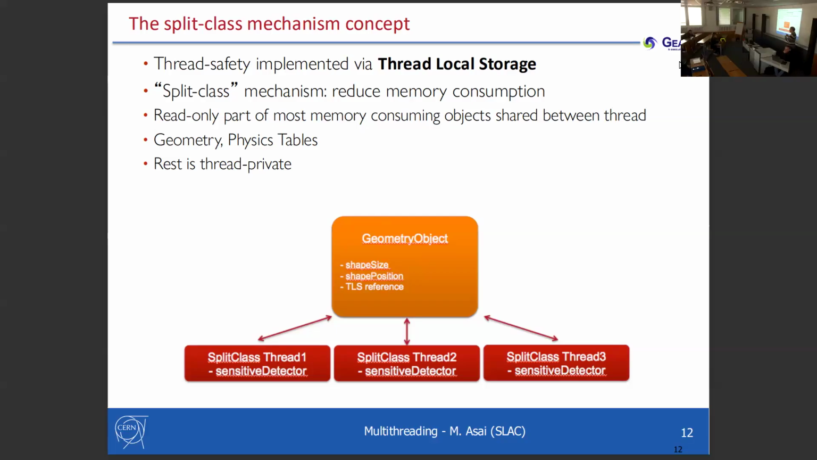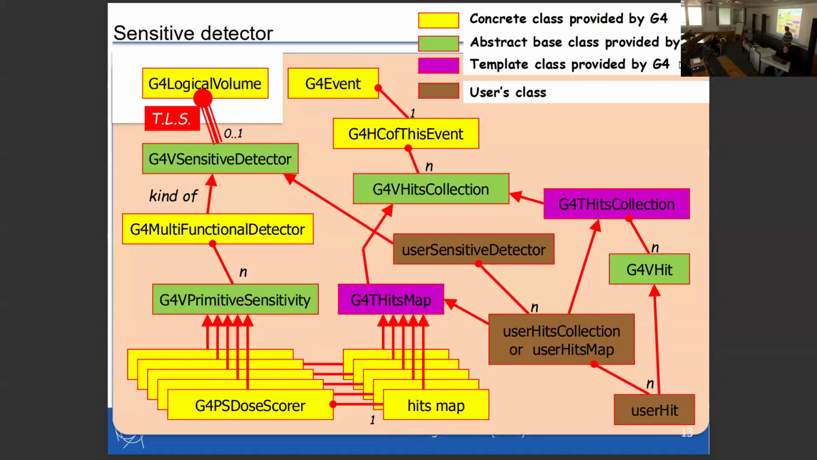So you may be thinking the logical volume is shared by all the geometry. It is correct. Yet my sensitive detector is not shared. The fact that this is the case does not need to worry you. We have a mechanism behind the scenes that does this. In particular, for the sensitive detector, the logical volume can point to 0 or 1 sensitive detector, but this is per thread.